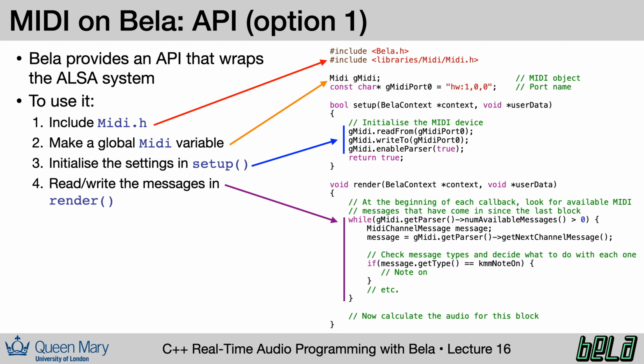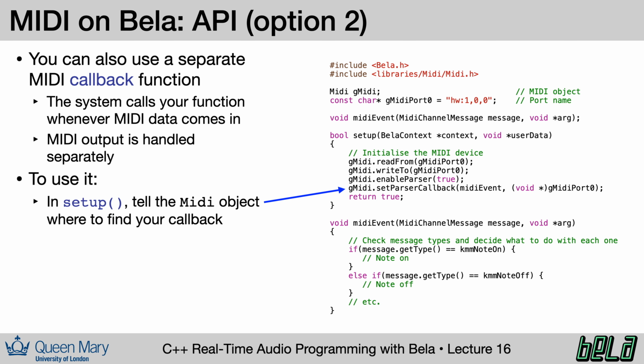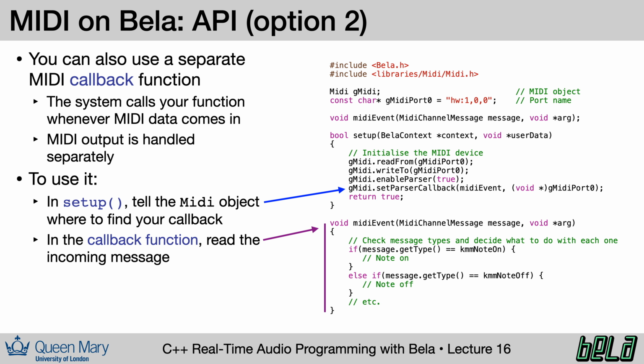Another approach to using Bela's MIDI library is to declare a callback function. This is a function that you write, and you tell the Bela MIDI library to call your function whenever a MIDI message arrives. To use this approach, we first need to declare a function. In this case, I've called it MIDI event. Then, inside of Bela's setup function, we need to call this method called setParserCallback. This tells the MIDI library where to find your function. Finally, inside the callback function itself, we are passed a single MIDI message that has come in.